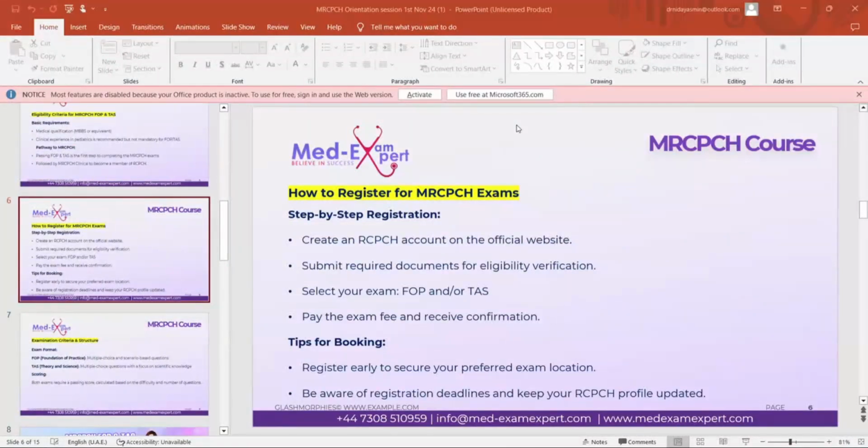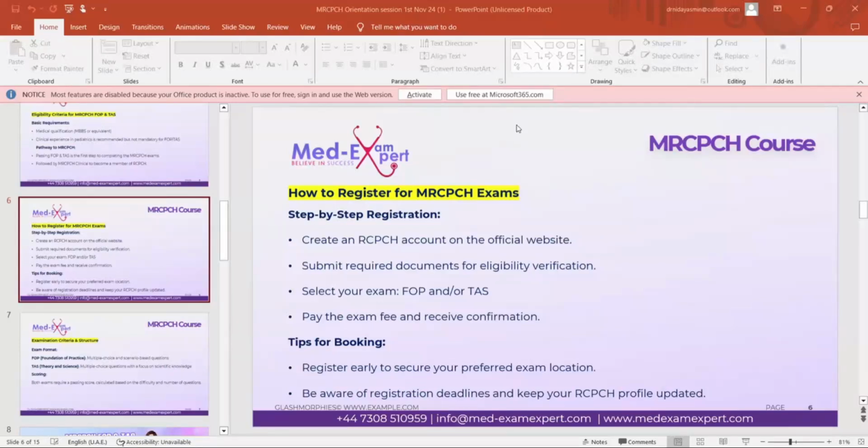If you pay for the foundation of practice and theory and science in one go, like a morning and evening exam, then it will save your money. And they conduct this part one in three diets, like in 1 year, they conduct the three exams.